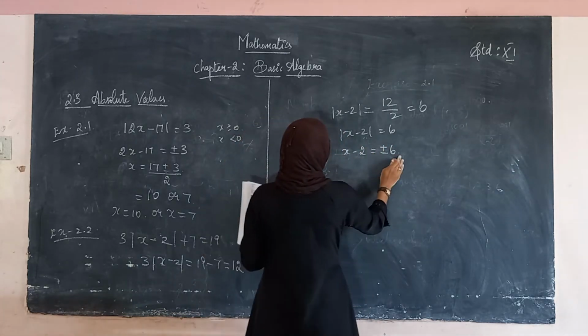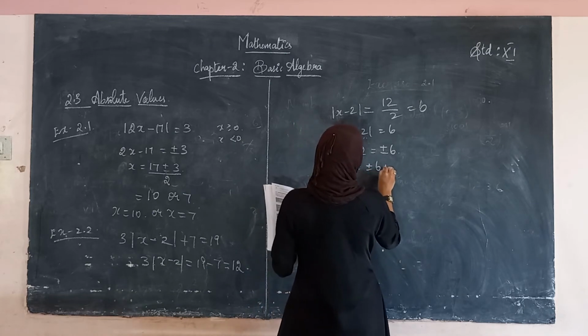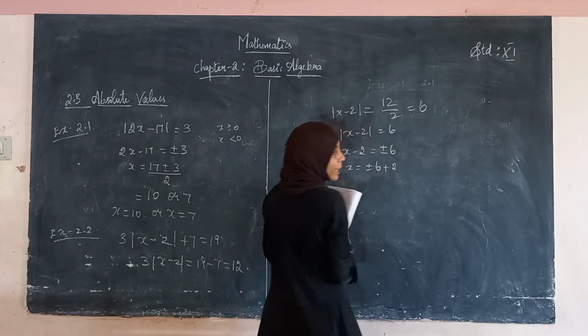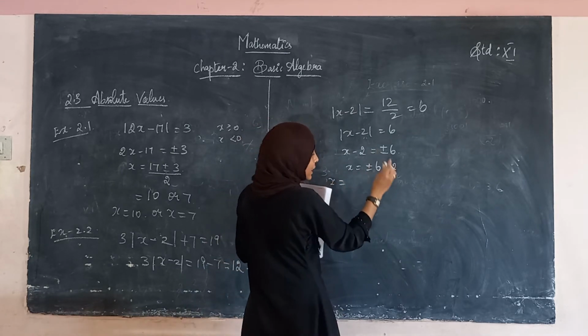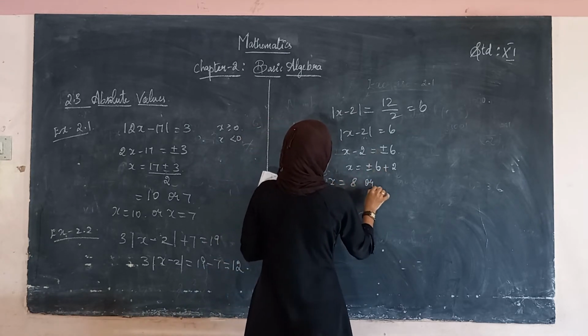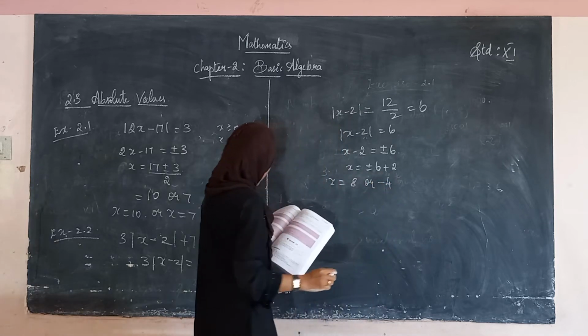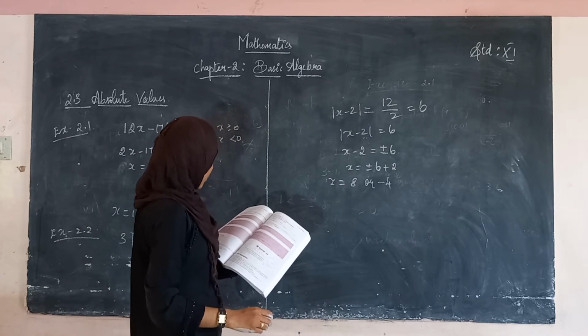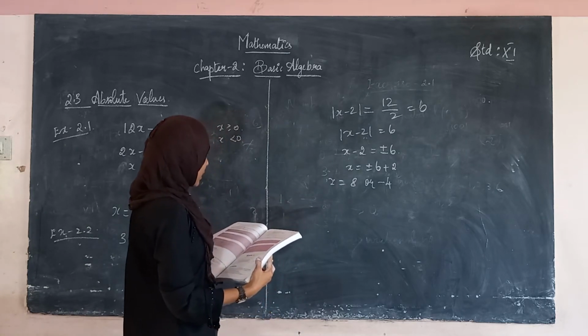Now, take this to this side, x will be equal to plus or minus 6 plus 2. That is 2 plus or minus 6. Therefore, x is equal to 6 plus 2 is 8 or minus 6 plus 2 is minus 4. So, x value will be 8 or minus 4.